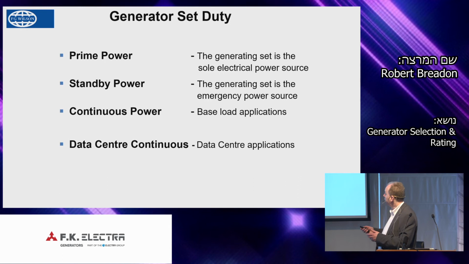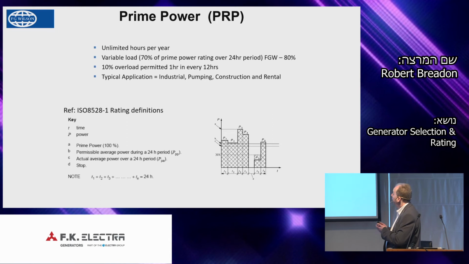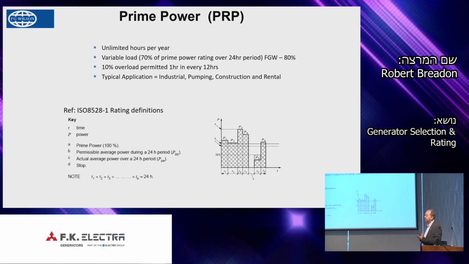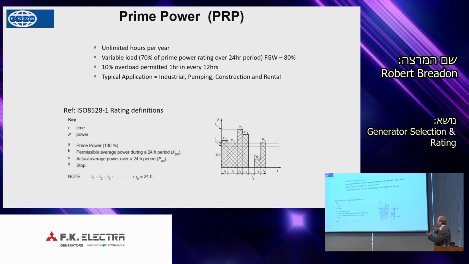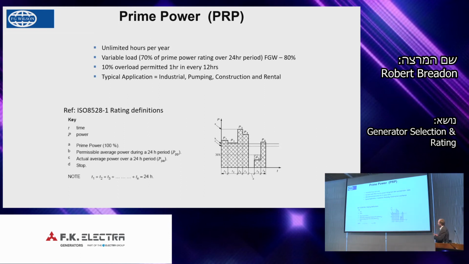So I'm going to work through these quickly. Prime is unlimited hours per year. The standard defines the application as a variable load at 70%. FG Wilson's machines are rated at 80%, so we're about 10% higher on an overall average. You're expected to be able to provide 10% overload, and it's usually rental type, industrial pumping. There are instances where customers will ask for prime power, but they're really looking at a standby application, and we get a lot of that.